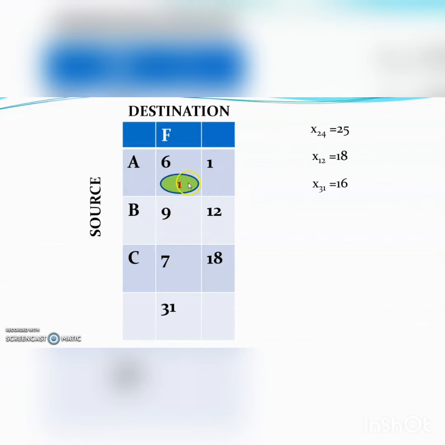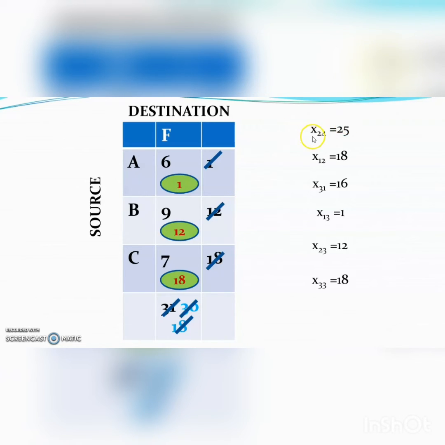That is, 1 in the cell 1, 3, and the value of the decision variable x13 is equal to 1. Allocate 12 units in the cell 2, 3, and the value of the decision variable x23 is 12, and allocate 18 units in the cell 3, 3, and the value of the decision variable x33 is 18, and all the requirements and availabilities are fulfilled.